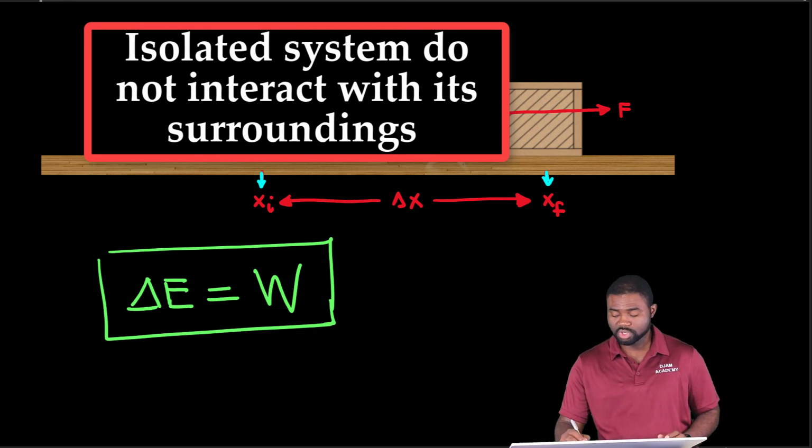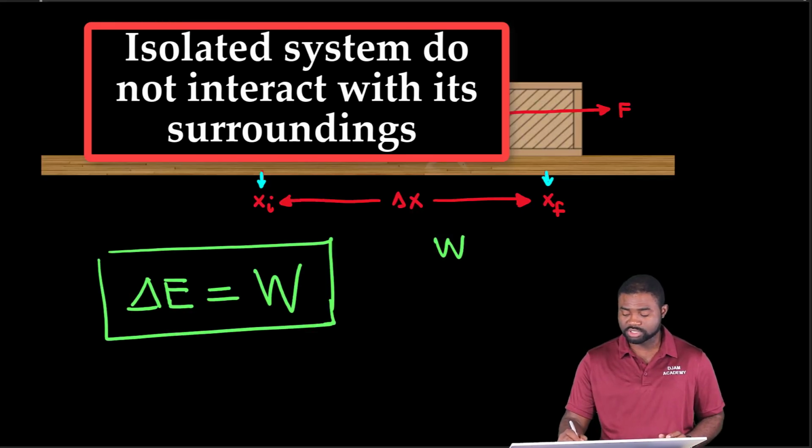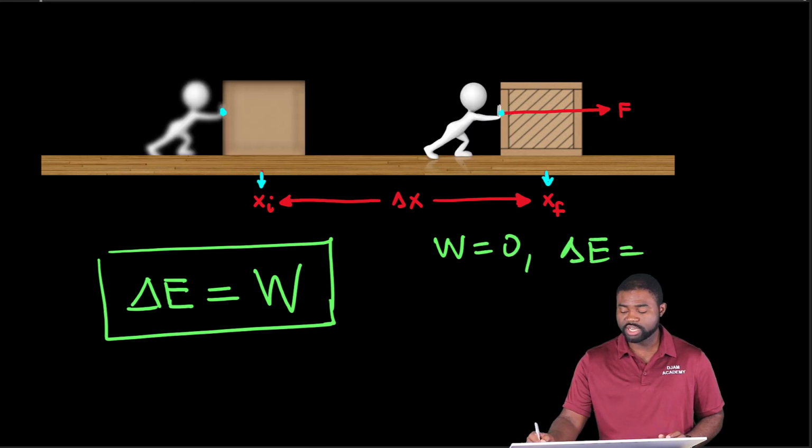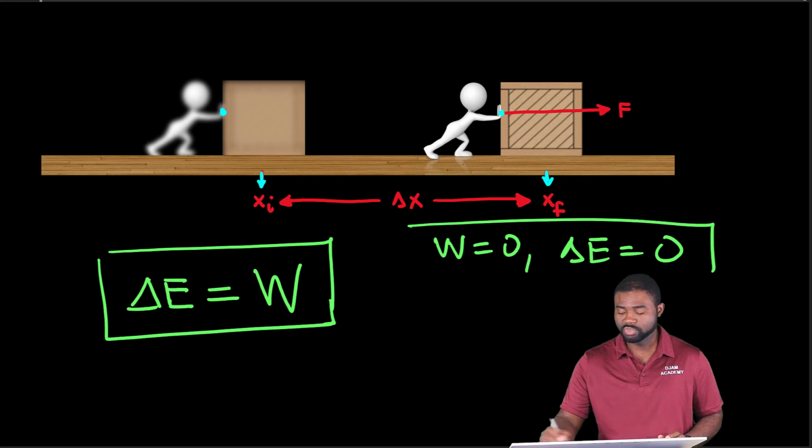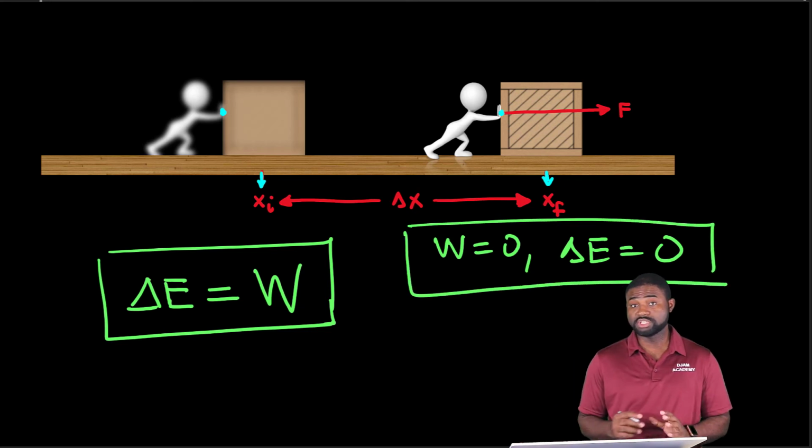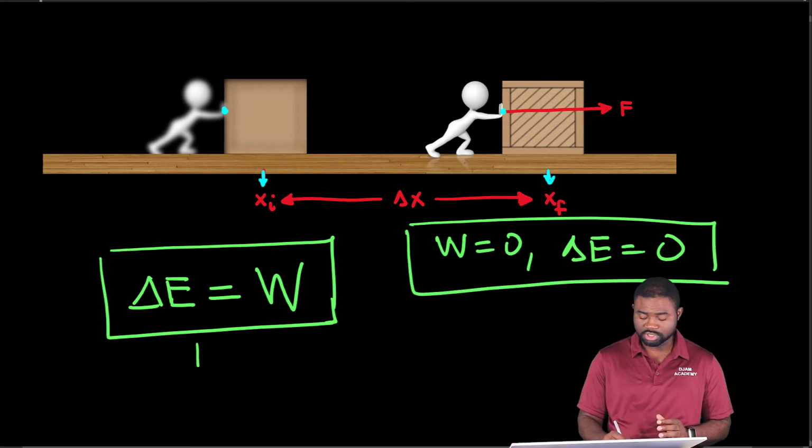In other words, when the work done on a system is equal to 0, there is no change in the energy content of the system. We call this the law of conservation of energy, and we call this expression the energy law.